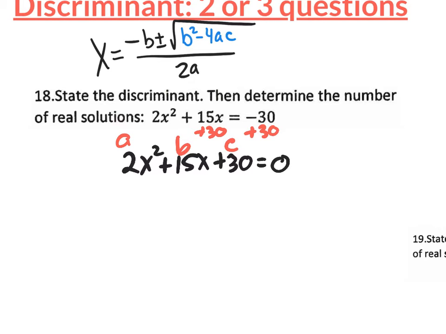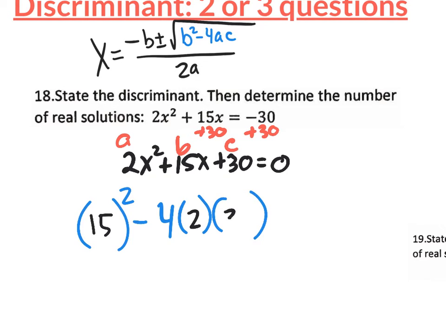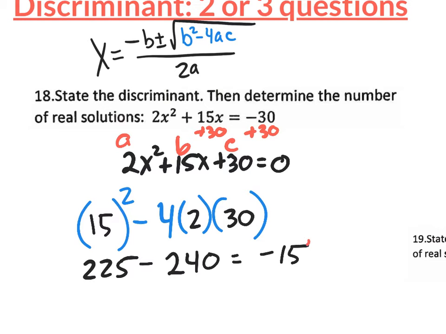Let's go for the discriminant, just the b squared minus 4 times a times c, and see what happens. The b value is 15, the a value is 2, the c value is 30. With the calculator, 15 squared, or 15 times 15, you get 225. And 4 times 2 times 30, you'll get 240. So when you take 225 and take away 240, you end up with negative 15. So negative 15 is your discriminant.